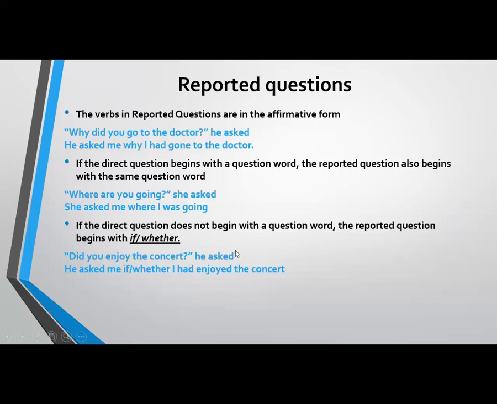If the direct question does not begin with a question word, but it begins with an auxiliary verb or a modal auxiliary verb, the reported question will begin with if or whether. "Did you enjoy the concert?" he asked. He asked me if or whether I had enjoyed the concert. From past simple, the verb moves one tense back into past perfect, without forgetting the fact that from a direct question, it changes into the affirmative form.